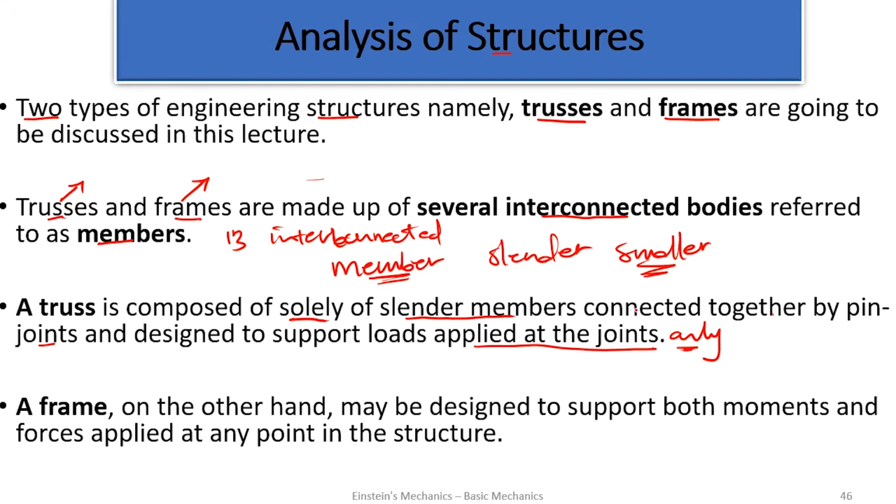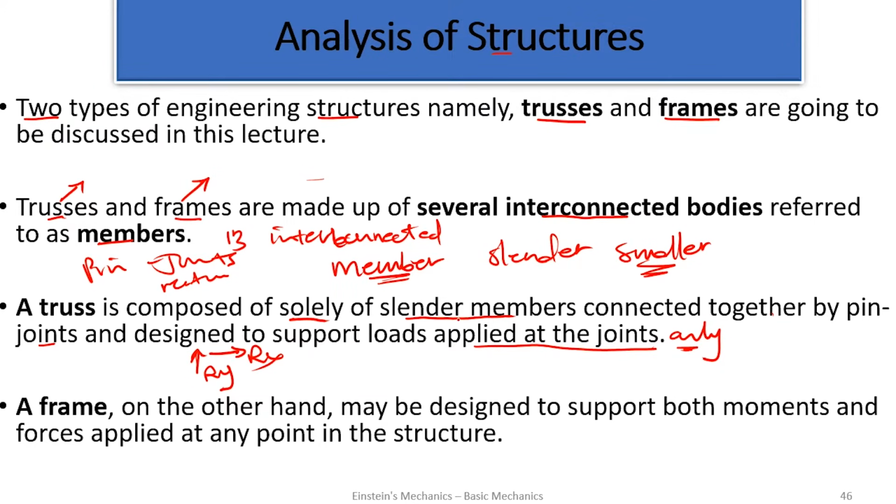Are we good? And look at how they are connected. They are connected together by pin joints. Do we remember during equilibrium we saw the pin joint? For each pin joint we know what to do. We know the reaction at a pin. We know an upward and a horizontal reaction, Rx and Ry. So for a truss, the members are pin jointed, so you know how to represent your reaction. And they are designed to support loads applied at the joint only.